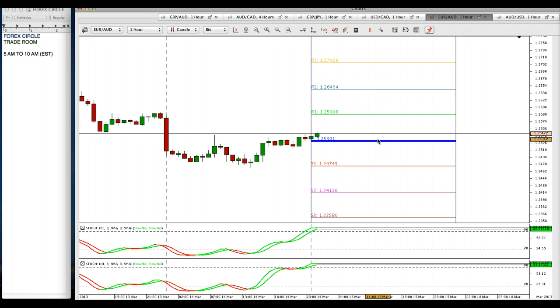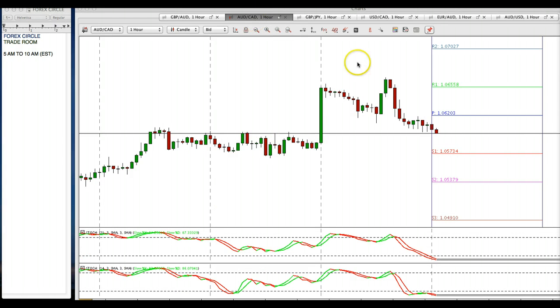Okay, let's look at a chart where price is below the main pivot point. Here is the Australian Canadian dollar. Here's the main pivot point. And notice that price is below the main pivot point, so our directional bias is bearish, so we want to be selling. This is the Singapore session right now, and the market's trending down. So we want to be selling if it's below the main pivot point.